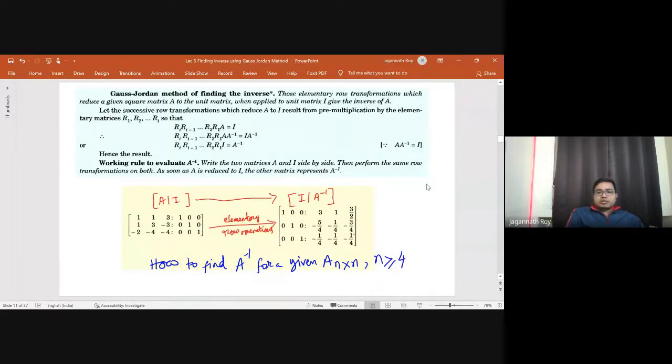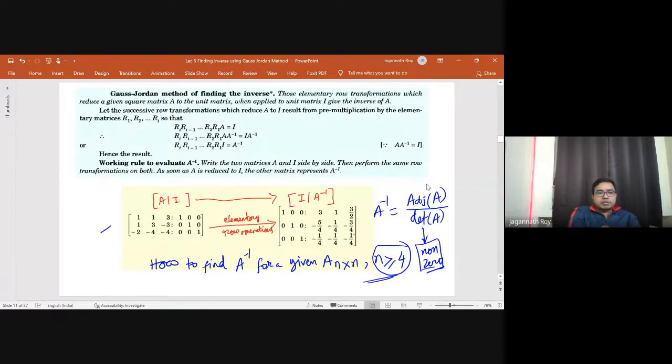For 3 by 3, we know the formula for A inverse. This formula is applicable for all: we take the adjoint of A and then divide by the determinant of A, provided the determinant is non-zero. But if we have a 4 by 4 matrix, then it is difficult to calculate the adjoint and the determinant. But there is some method.